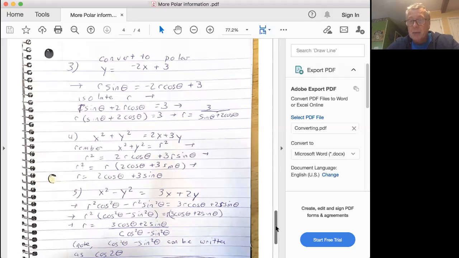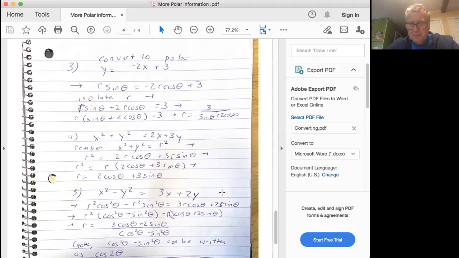Sometimes it's not possible, but in this case it is, because I add the 2r cosine theta to both sides, giving us r sine theta plus 2r cosine theta equals 3. Now I'm going to factor that r out, and then I'll divide by sine theta plus 2 cosine theta, giving us r equals 3 over sine theta plus 2 cosine theta.